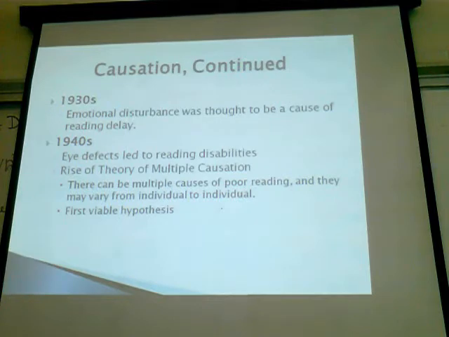In the 1930s, the theory for the cause of reading disability was emotional disturbance. And in the 1940s, they believed eye defects led to reading disabilities. And there was the rise of the theory of multiple causation, which said there can be multiple causes of poor reading, and they may vary from individual to individual. This was the first viable hypothesis of reading delay.